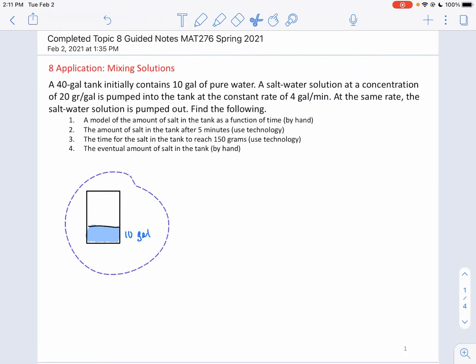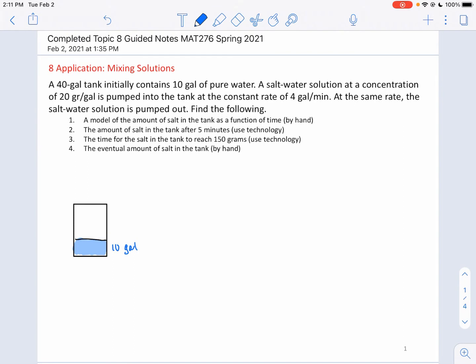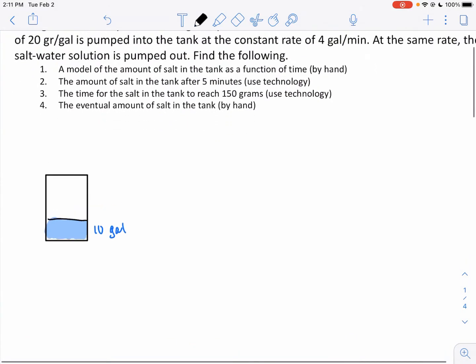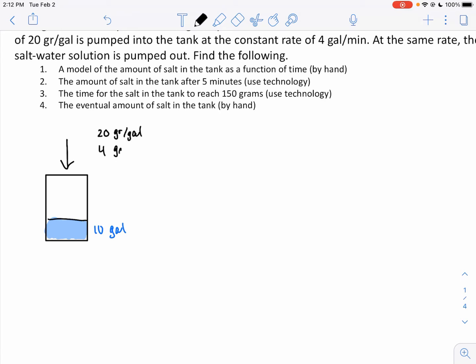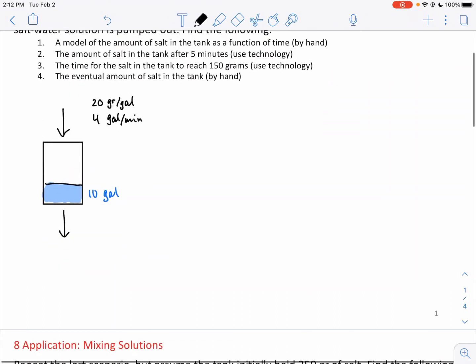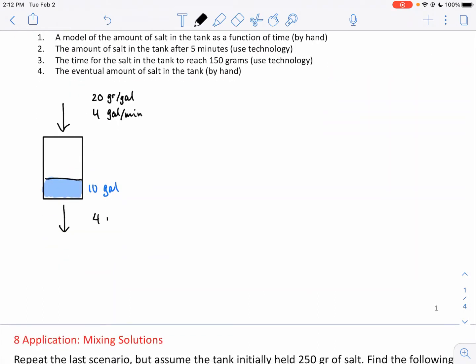And into this container we have a salt water solution at a certain concentration being pumped in. So going into the container, salt water is being pumped in at 20 grams per gallon, and 4 gallons per minute. Water is leaving, it said, at the same rate. So we're losing 4 gallons per minute.